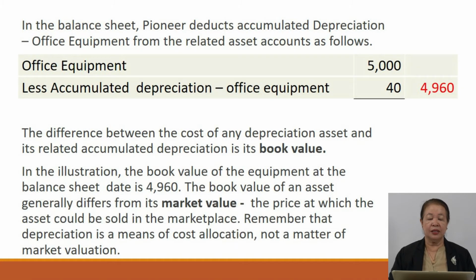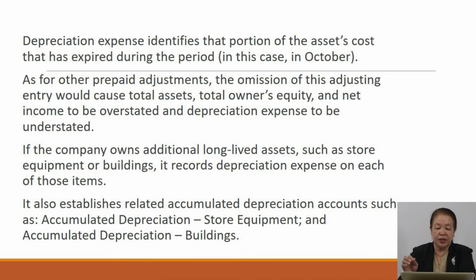So, since nagbawas tayo ng office equipment ng 40, magkano na lang yung balance natin sa office equipment? 4,960 kasi ang balance natin sa office equipment is 5,000, no? So, our depreciation expense naman for the month, yung amount lang na para doon sa month na yun, yun lang yung ating i-compute. So, in this case, 40, no?